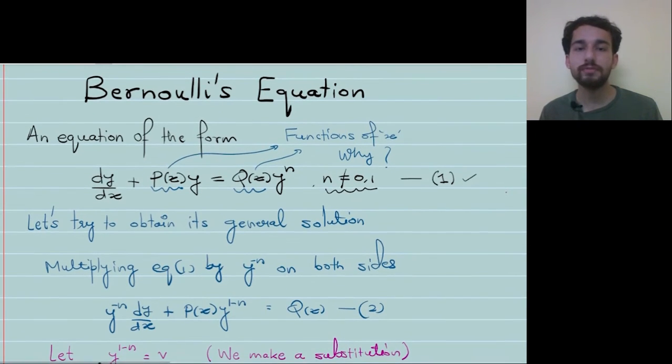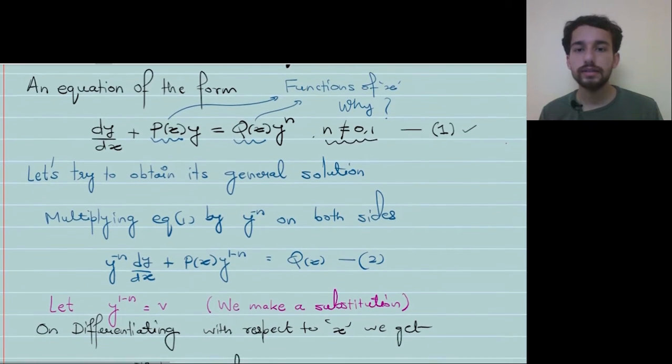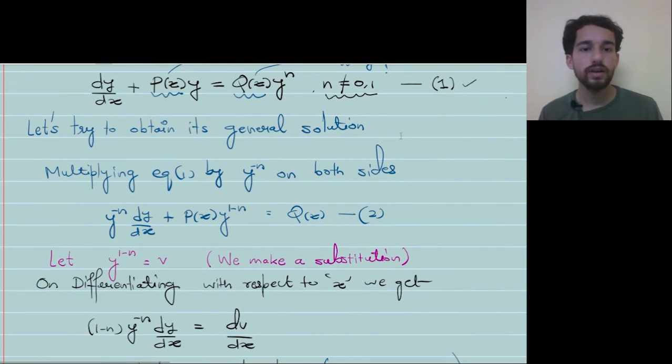Here Bernoulli is the name of a mathematician. Let's move forward and see how we can obtain its general solution. In order to obtain its general solution, I assume that you know how to solve a linear differential equation, that I expect from you. So it's pretty easy now.